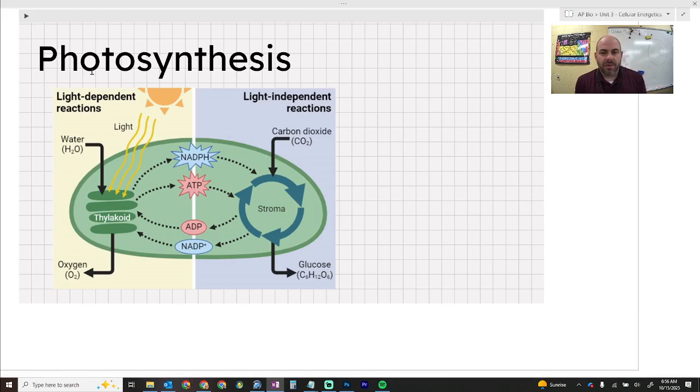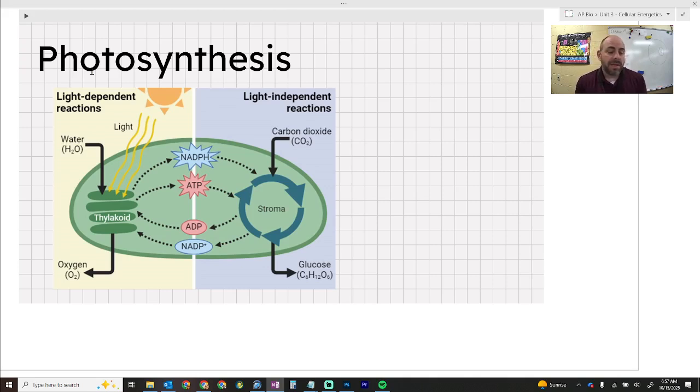First of all, what is photosynthesis? It's using energy from light to make glucose. Or if you wanted to be a little more specific, you could say using energy from light to fix CO2, atmospheric CO2, in order to make glucose. Right? This idea of carbon fixation is taking unusable carbon from the atmosphere in the form of CO2 and making something usable out of it, which is glucose.